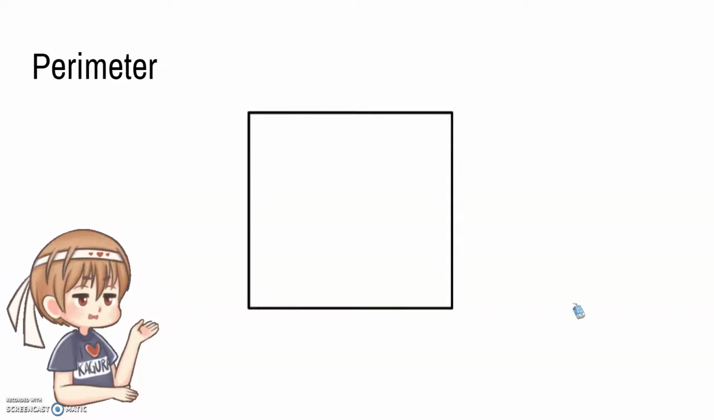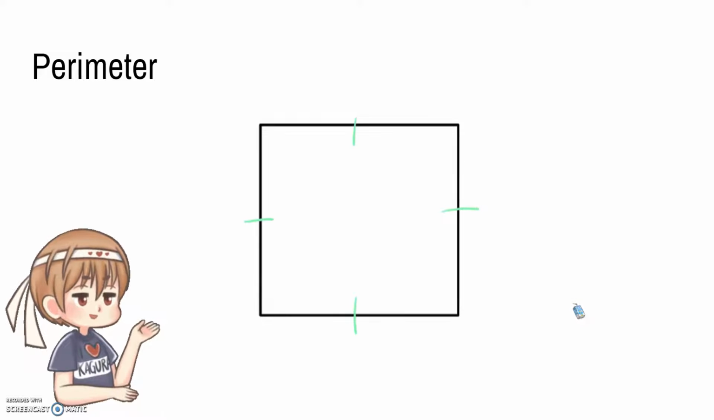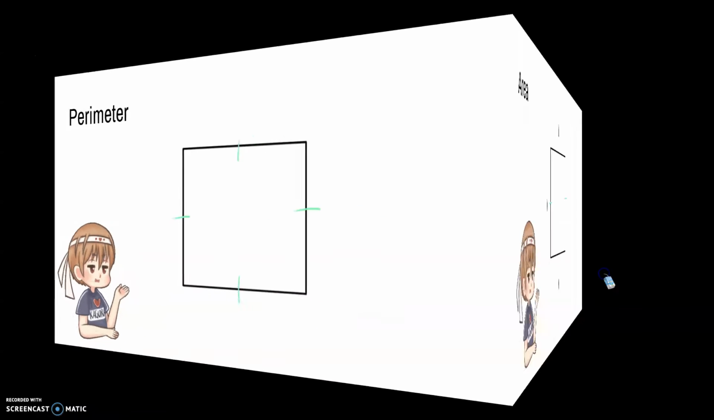A square has 4 equal sides and 4 right angles. For example, if the perimeter of a square was 24, then each side would be 6, because there are 4 congruent sides, so you just divide 24 by 4.